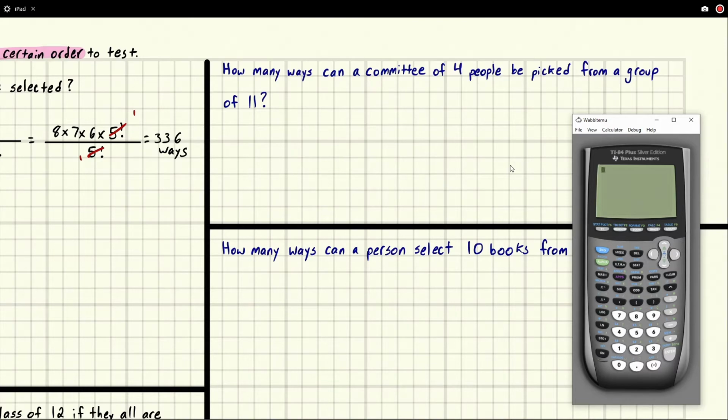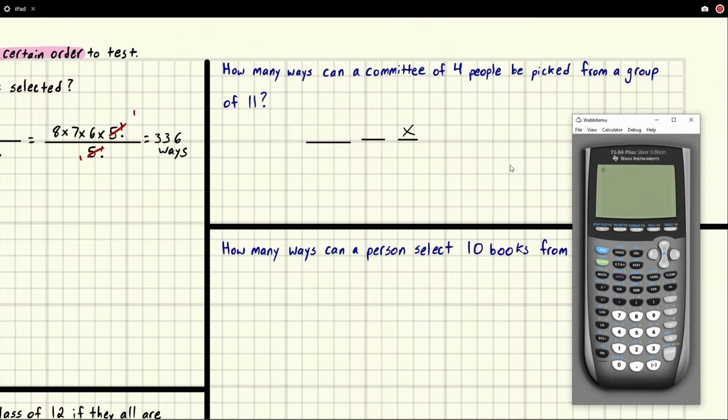A committee means that they're all on equal terms. They have similar jobs. And so because of that, we're going to have 4 people, and they are not going to be any different. If you get picked to be on the committee last, it would be no different than if you were picked first. You'd still be on the committee.